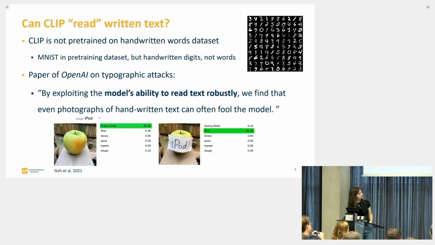Now, on the right, you can see that to the image of the apple, they added a paper with the word iPod written on it, and now it's no longer the word Granny Smith that matches the image the best, it's the text embedding of the word iPod that matches the image the best. So this already hints at the fact that CLIP actually sometimes confuses the written concept of words with the object itself.